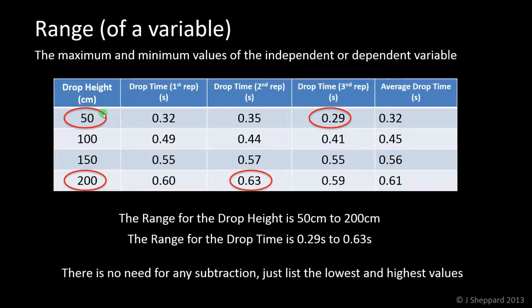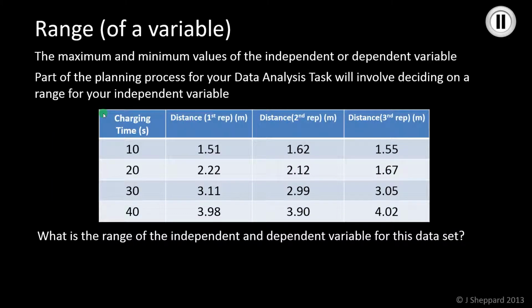Note there's some confusion here sometimes that you have to subtract the two numbers to get the size of the range. You don't have to do that. You literally have to write down the smallest one, the word 'to', and the largest one for the range. That's what range means. So just to check that you're happy with that, pause the video and identify the range for the independent and dependent variable for this set of data.